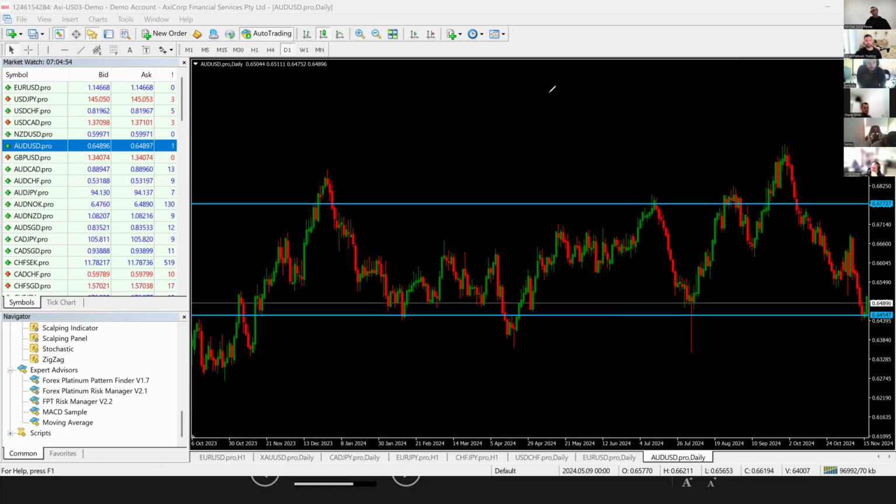Am I seeing pin bars, engulfing bars? Am I seeing tweezer tops, tweezer bottoms? Am I seeing so many candles that look the same in terms of volume? Am I seeing a lot of wicks on either side? A lot of uncertainty in price and indecisiveness.